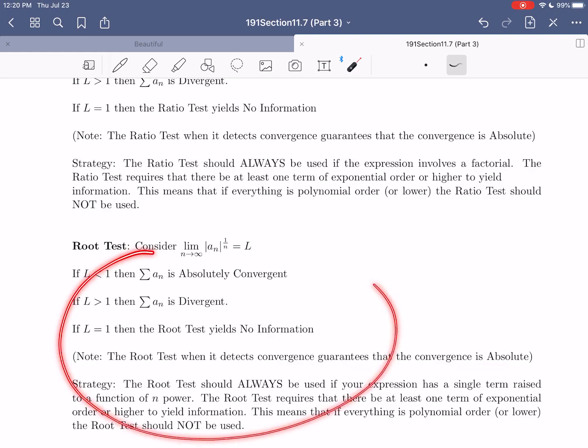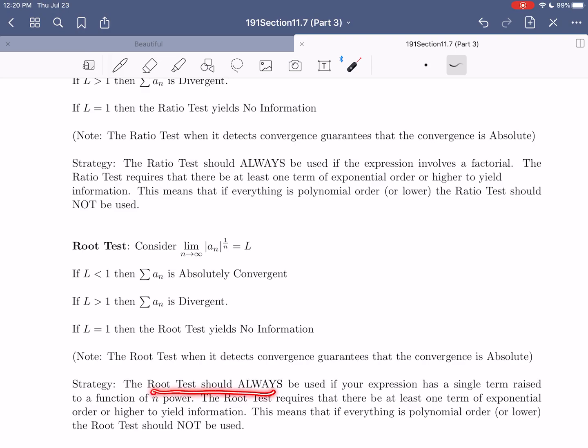Keep in mind, we also talked about how the root test is stronger than the ratio test. Meaning if you get L equals 1 with the root test, you get no information, and you also know that the ratio test will yield no information. So if the root test doesn't work for you, then you can just skip the ratio test because it's also not going to work.